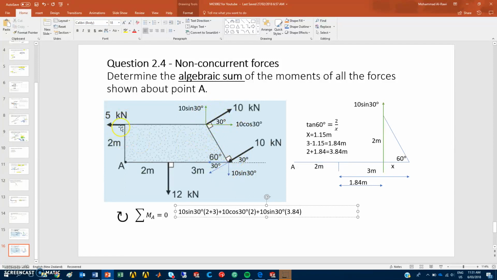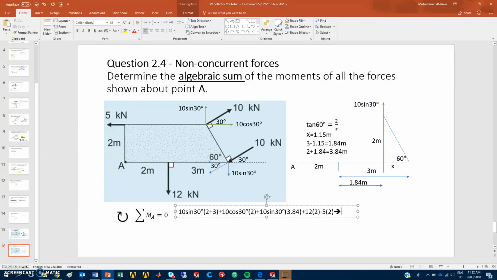Now we move to the other force. So the second one is, let's move to this. 12 would take you as well to rotate clockwise, so plus 12 times the distance, 2 meters. Now, for the 12 we didn't worry because the line of action is perpendicular, so there's no problem. Now, the other force is 5 kilonewtons. 5 kilonewtons will rotate in that direction, therefore it is not in the same direction as you, so it is negative. So it will be minus 5 times the distance from here to point A, which is 2, and then I'll close that.